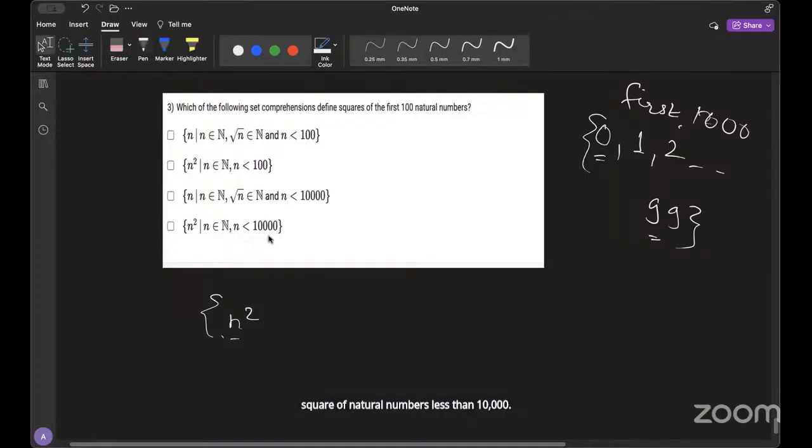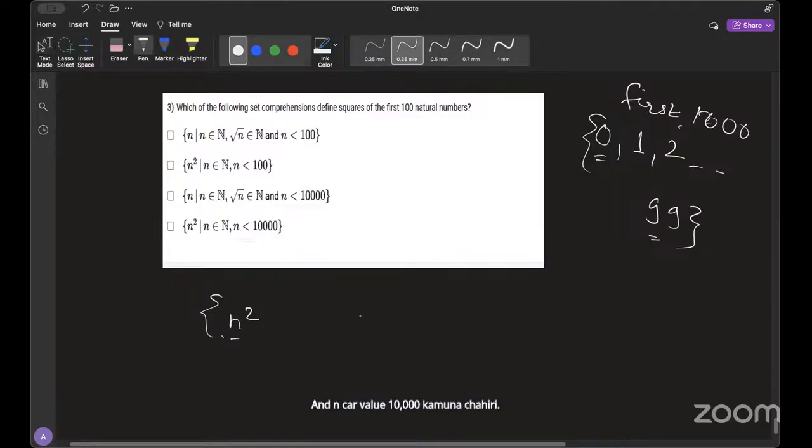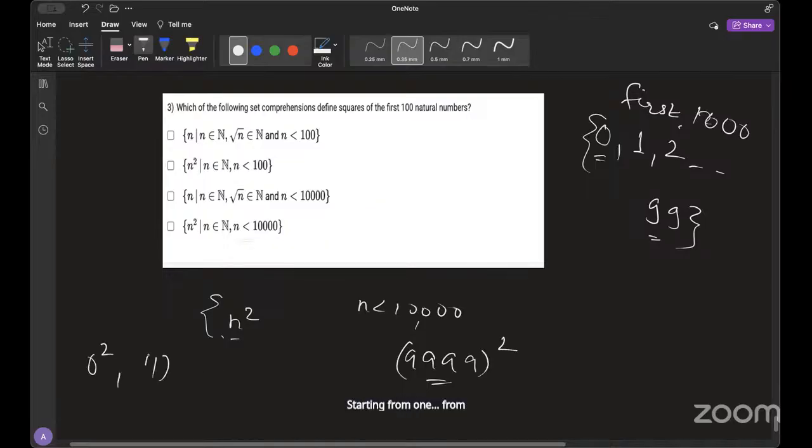Ma'am, should the value of n square be less than 10,000, or the value of n? It says n less than 10,000, no? So n should be less than 10,000, up to 9,999. Yes, the squares till this part, starting from 0 square, 1 square, 2 square, and you'll end here.